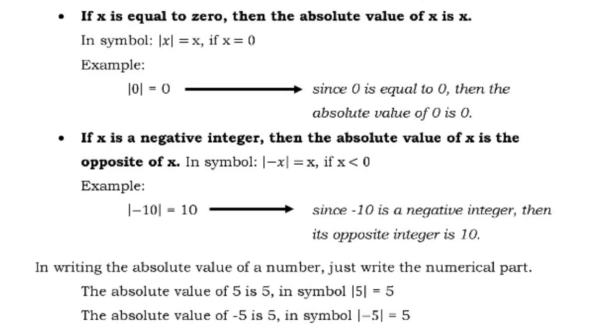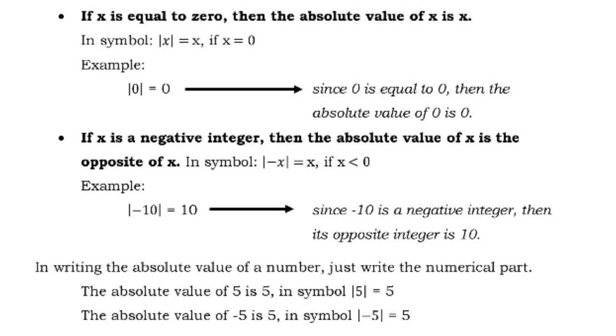So this is a positive number, so this is equal to 10. Then for the second one, if x is equal to 0, then the absolute value of x is x. In symbol, absolute value of x is equal to x if x is equal to 0. Example, absolute value of 0 is equal to 0.